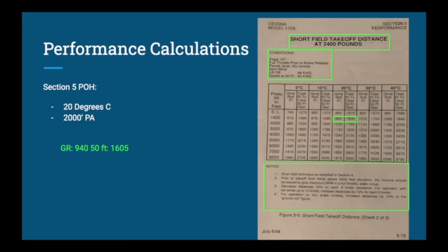The last one, operations on a dry grass runway: you're going to increase distances by 15% of the ground roll figure. So both distances would be increased by 15% of 940.